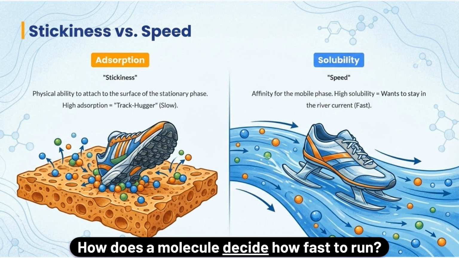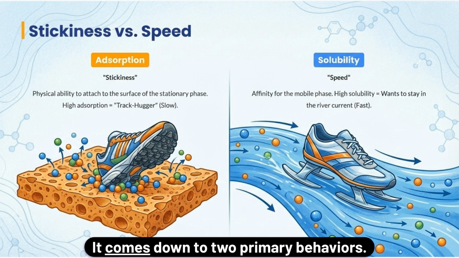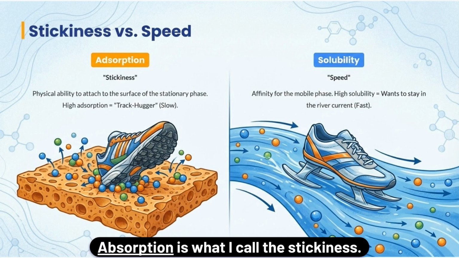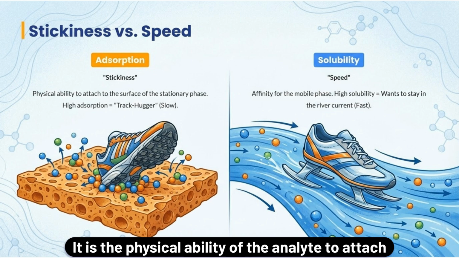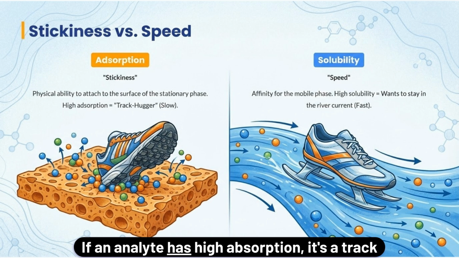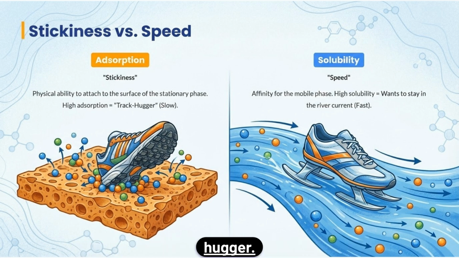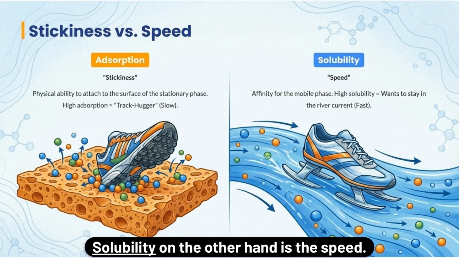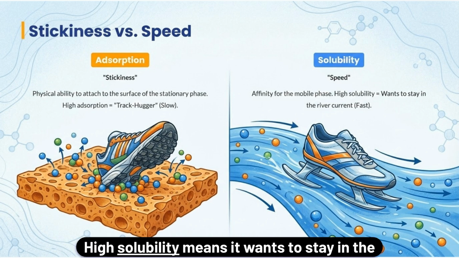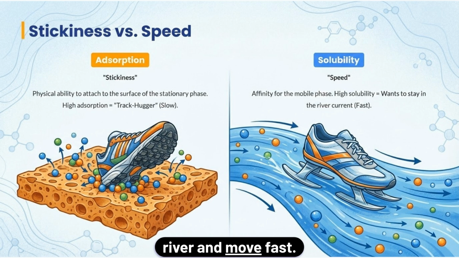How does a molecule decide how fast to run? It comes down to two primary behaviors: adsorption and solubility. Adsorption is what I call the stickiness. It is the physical ability of the analyte to attach itself to the surface of the stationary phase. If an analyte has high adsorption, it's a track hugger. It's going to move slowly. Solubility, on the other hand, is the speed. It's how much the analyte likes to hang out in the mobile phase. High solubility means it wants to stay in the river and move fast.